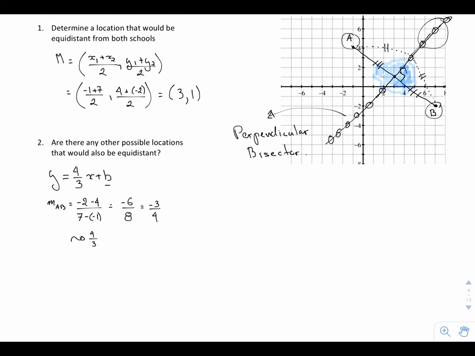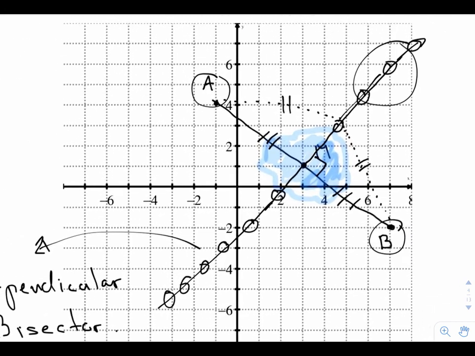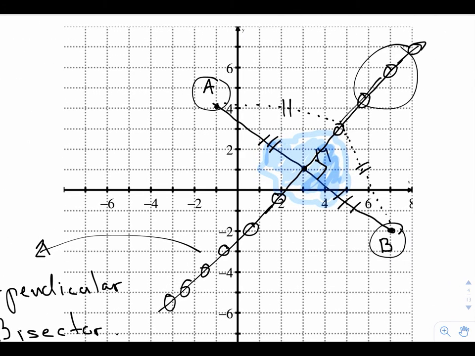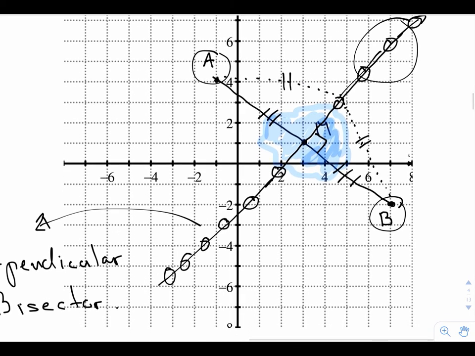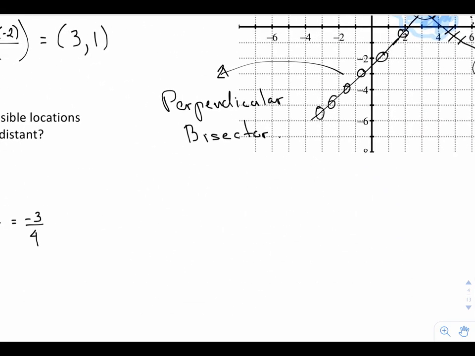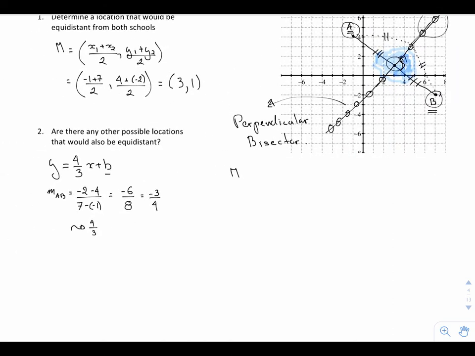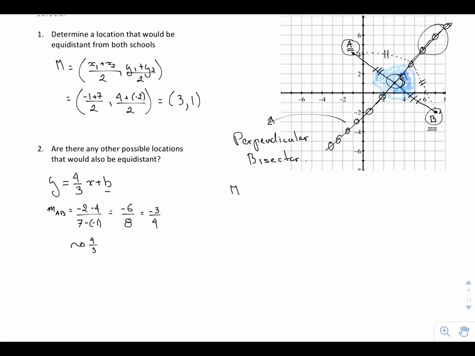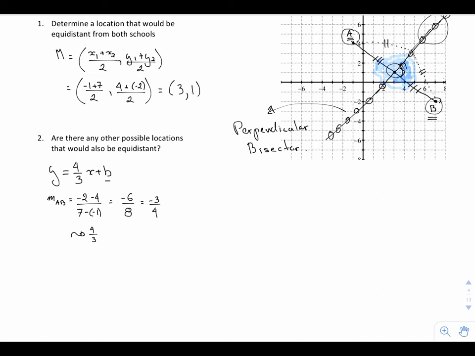Next, I need a point on that line. And currently, if I look at my diagram here, I have no point on this perpendicular bisector. However, I do know that the midpoint is going to be on that line, and I can calculate the midpoint using the midpoint formula with points B and A, the two schools. So let me do that first. Let me calculate the midpoint M. Well, actually, I already did that above. You don't have to do any work. So we can actually use this midpoint, M here above, and substitute into the equation to solve for b.